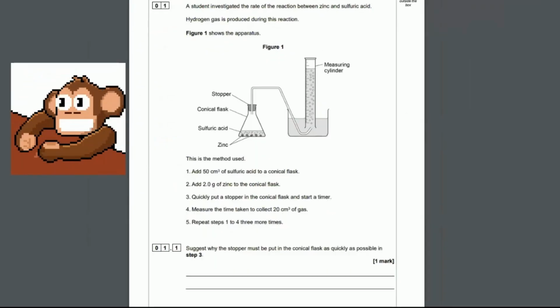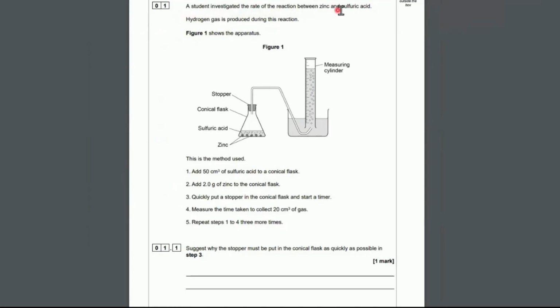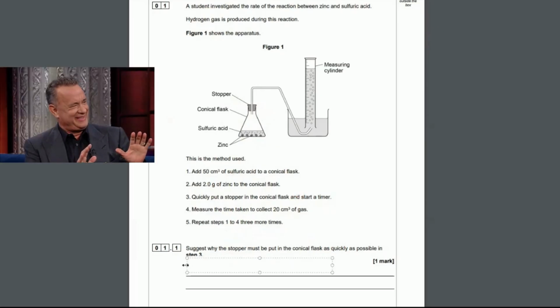Question 1. A student investigated the rate of reaction between zinc and sulfuric acid. Hydrogen gas is produced during this reaction. Figure 1 shows the apparatus. We've got bubbles of hydrogen gas in the measuring cylinder. We've got the zinc granules in the conical flask here with the sulfuric acid. They added 50 centimeter cubed of sulfuric acid, 2 grams of zinc, quickly put the bung, or the stopper, in the top. And the first question says, suggest why the stopper must be put in the conical flask as quickly as possible. Pause the video, have a go, then I go through the answers.